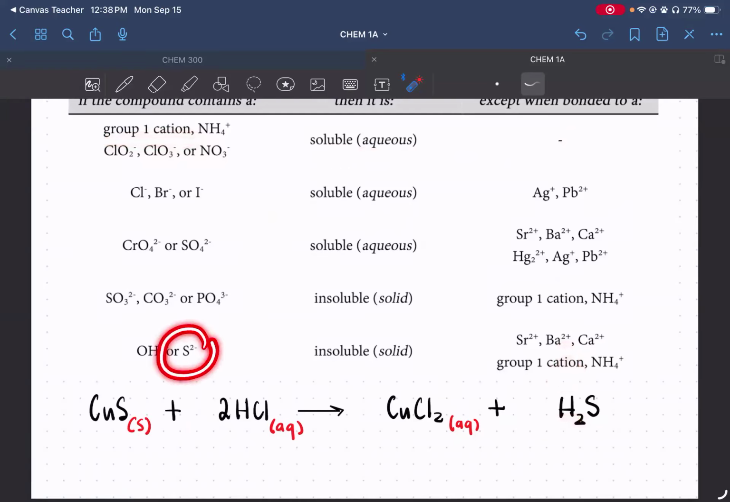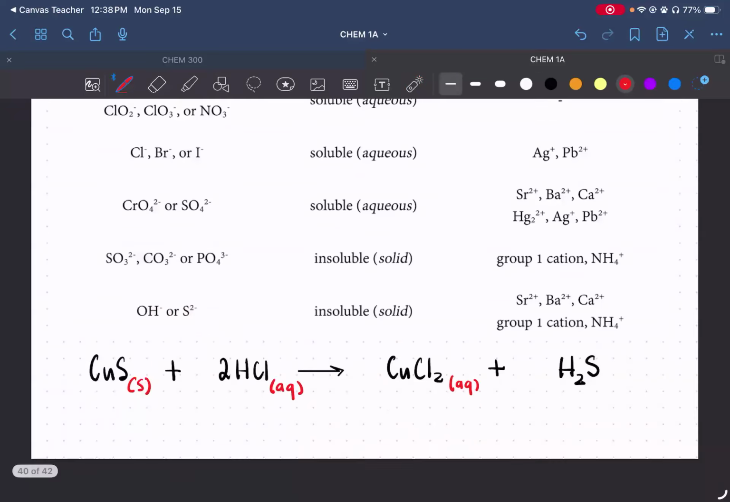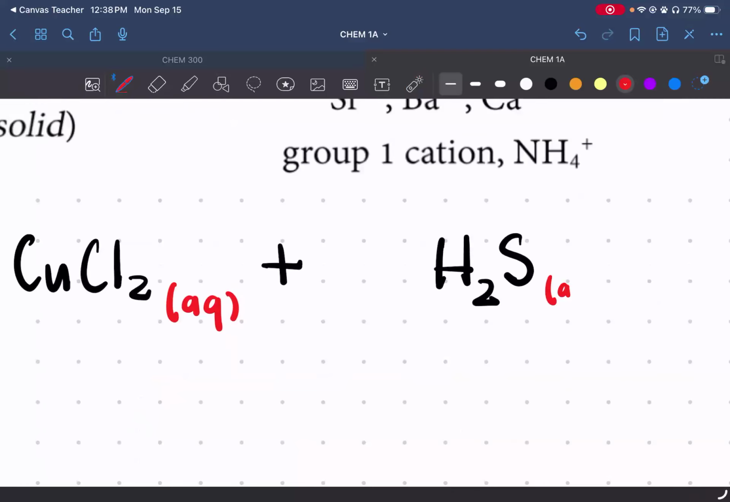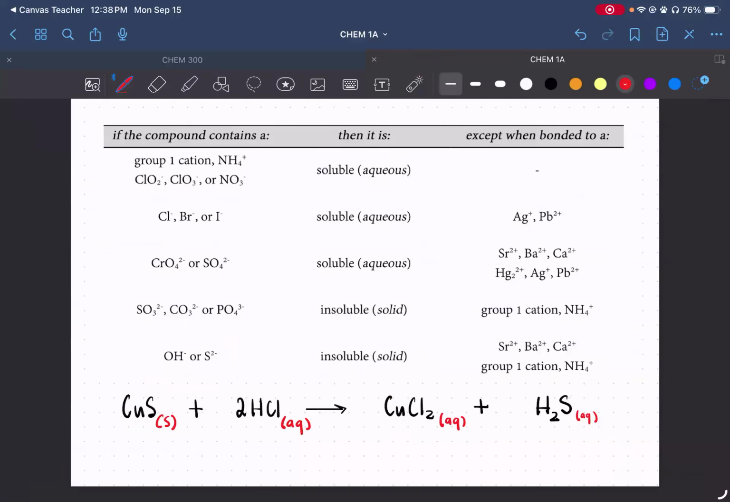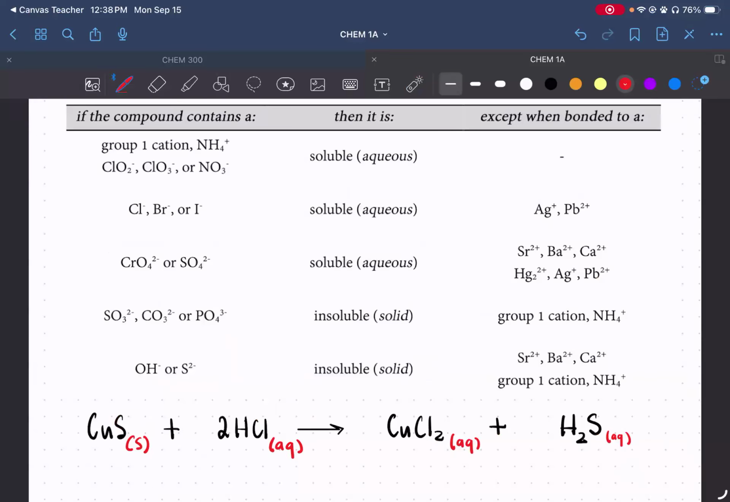If you instead did it based off of the sulfur, sulfur is predicted to be solid, except when bonded to a group 1 cation. Hydrogen is in group 1. So in both cases, the H2S is predicted to be aqueous. We're going to try another example shortly, but does anyone have any questions on this?